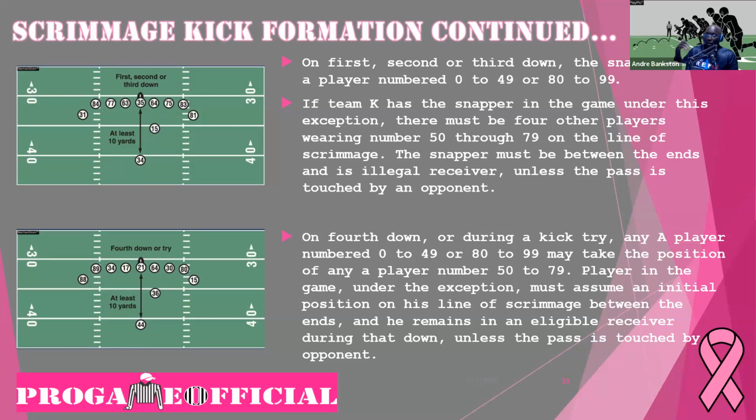On a punt or a field goal, whatever the case may be, if it's done in one of these downs, those number exceptions are important. And if they don't have that, we have a foul for illegal formation.